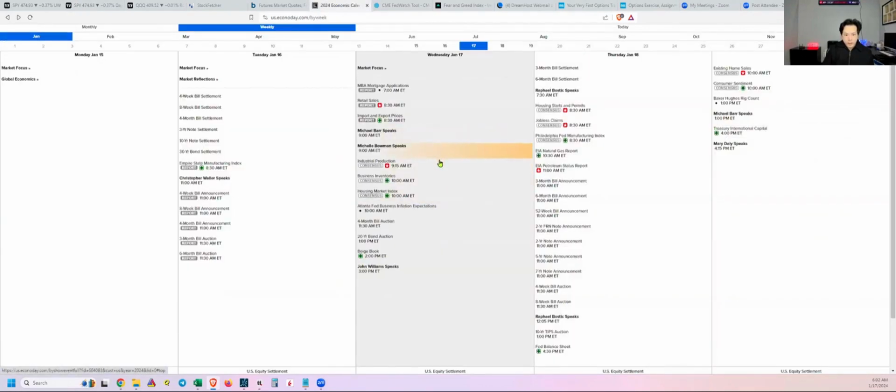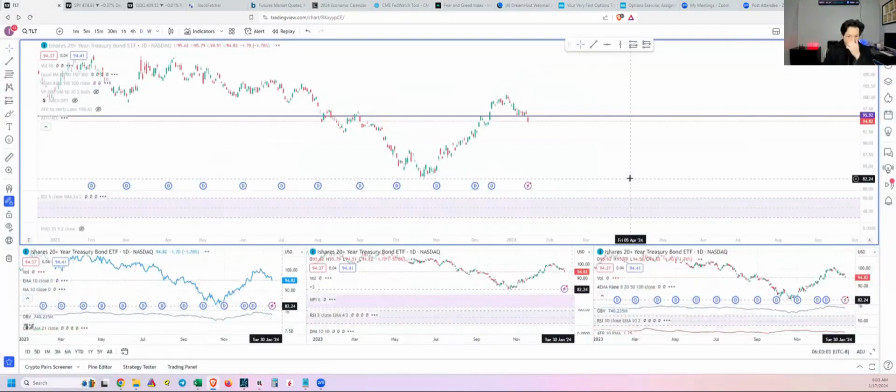What else do we have? The rest is industrial production. That'll come in about 15 minutes. And then the rest isn't that significant, so I wouldn't put too much emphasis on the rest of this. What we do want to see, though, is what happened in bonds. So let's take a look at TLT.